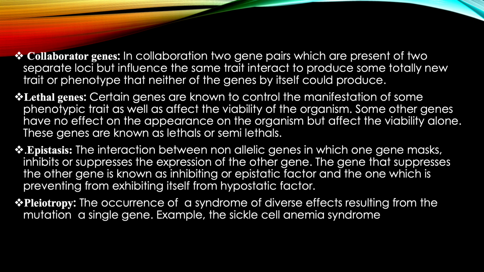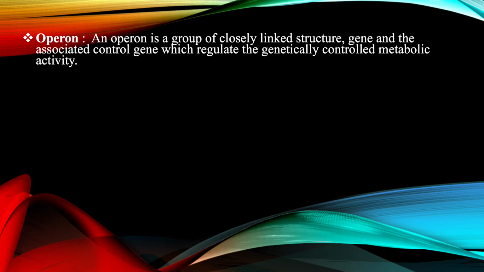Pleiotropy, the occurrence of a syndrome of diverse effects resulting from the mutation of a single gene, example sickle cell anemia syndrome. Operon. Operon is a group of closely linked structural genes and the associated control gene which regulate the genetically controlled metabolic activity.